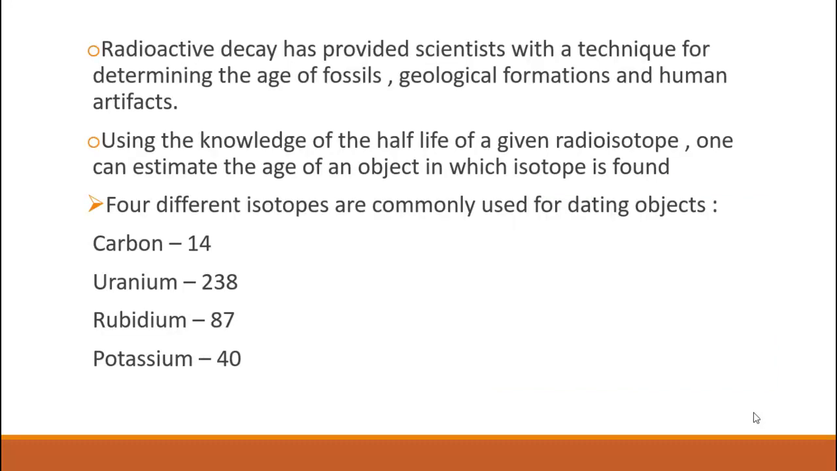Radioactive decay has provided scientists with a technique for determining the age of fossils, geological formations and human artifacts. By using the knowledge of the half-life of a given radioisotope, one can estimate the age of an object in which the isotope is found. Four different isotopes are commonly used for dating objects: carbon-14, uranium-238, rubidium-87, and potassium-40.